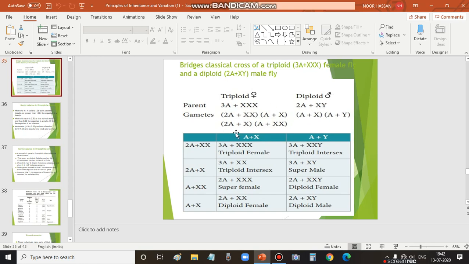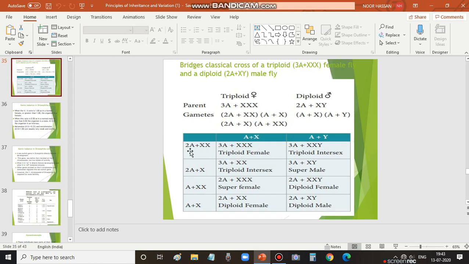This is what I discussed already. These are the gametes produced by the female parent, and these are the gametes produced by the male parent, that is the diploid male. They are placed on the side and top. If you cross, 2A plus 1A gives 3A, plus 2X and 1X, so XXX. Such an animal, the Drosophila, is called a triploid female. Drosophila with this genotype, 3A plus XXX, is a triploid female.